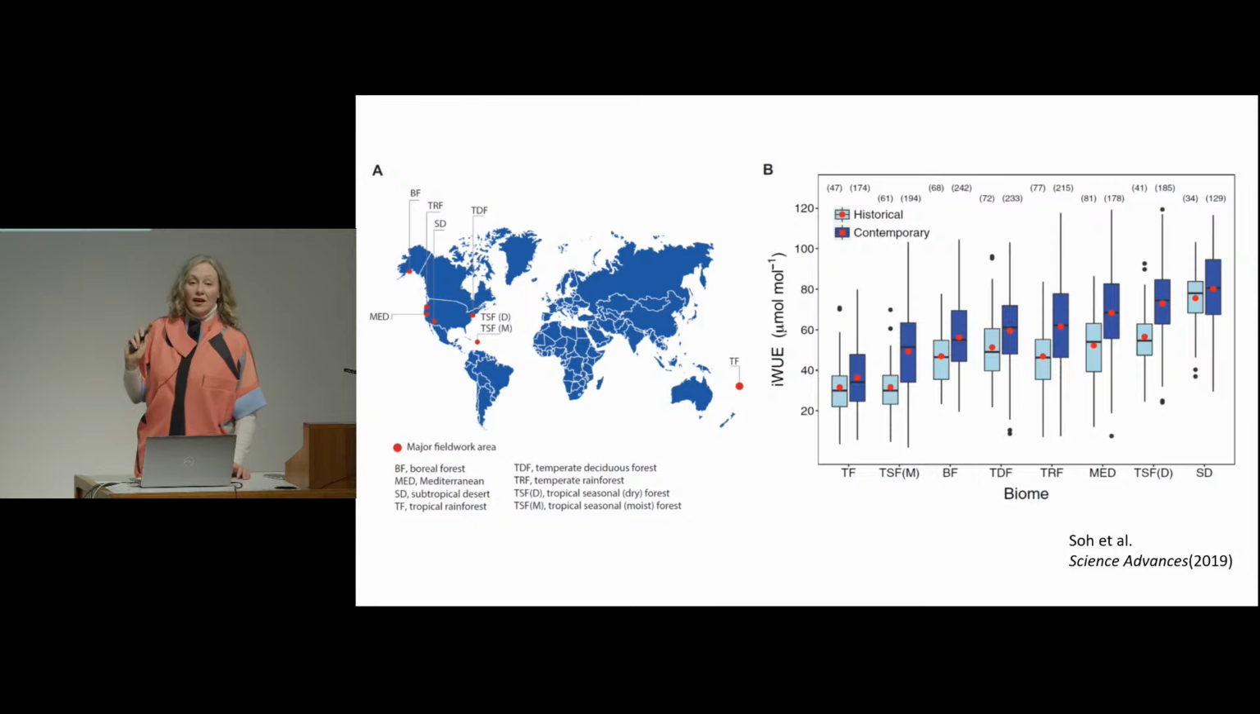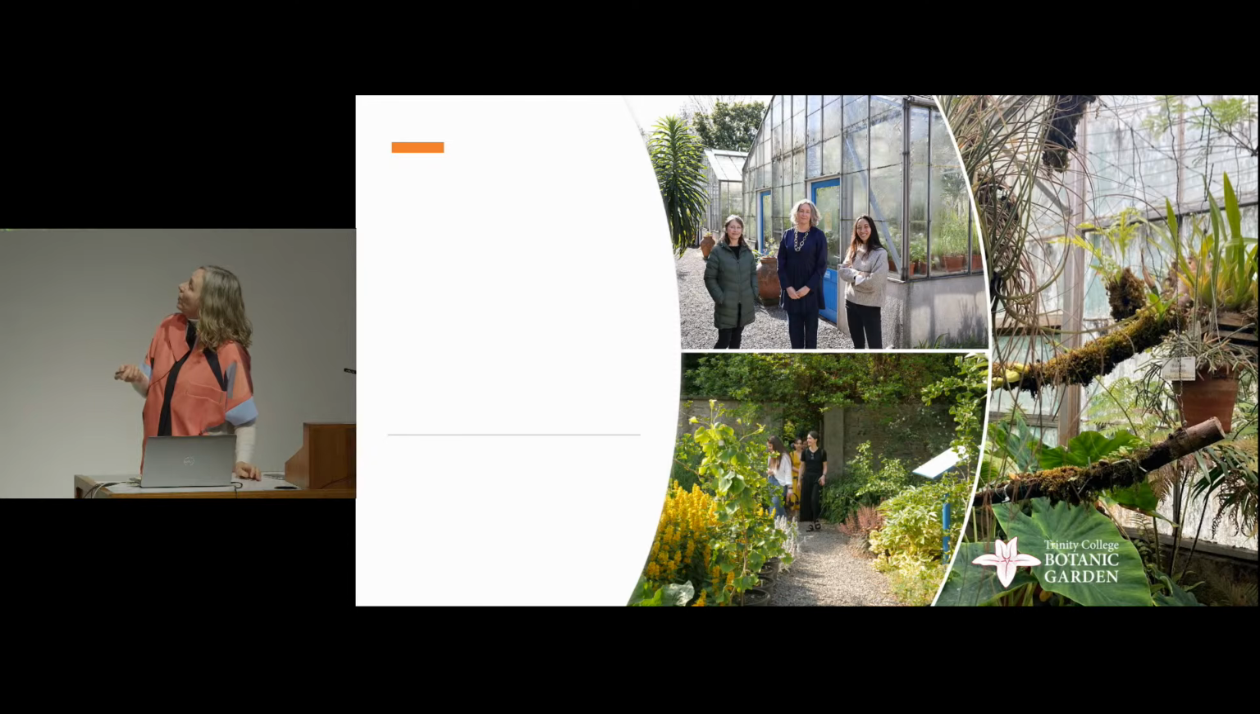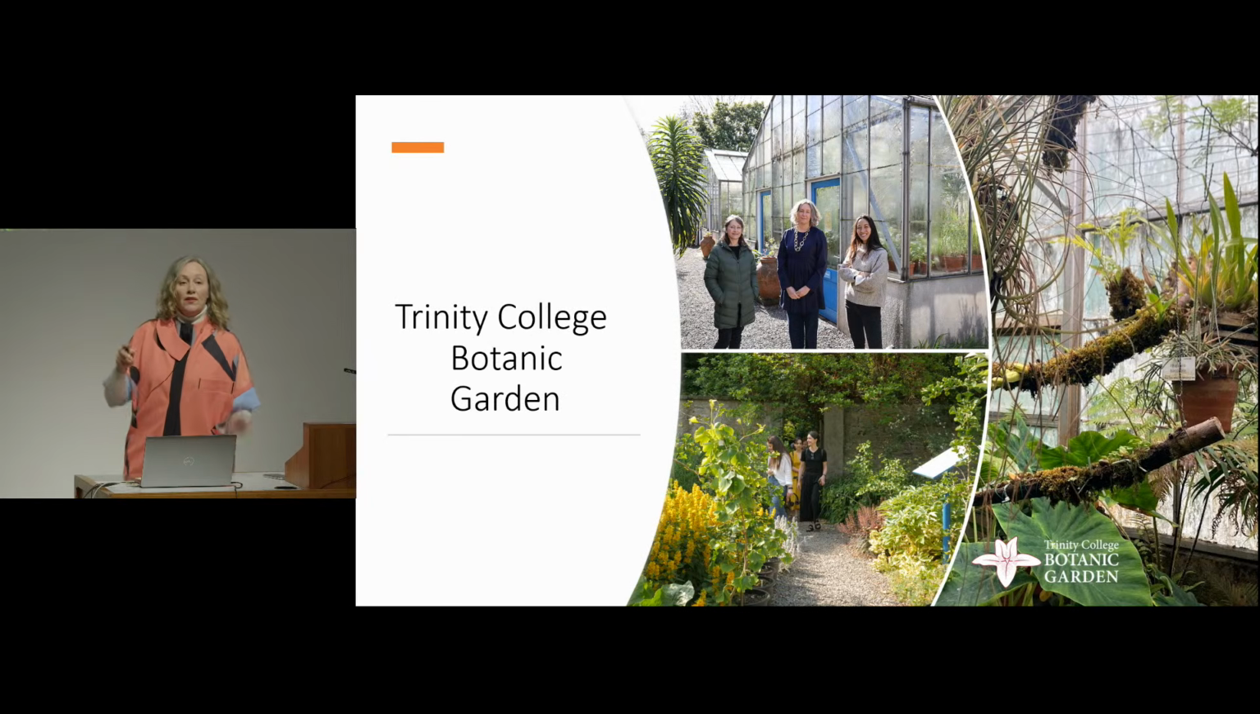Within this data set, we can actually select the tree species that are more water wise than their neighbors. And we could use that information to make predictions about how they're going to respond to future droughts and future climate change. But I think it's really important that we couple this kind of field ecology work with more experimental work. And this is where Botanic Gardens come in.